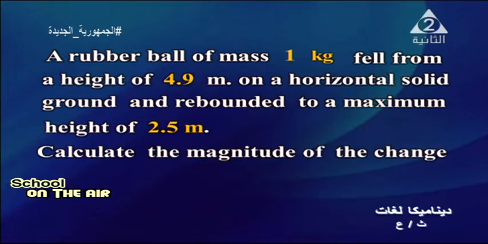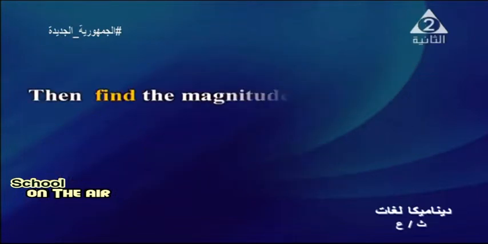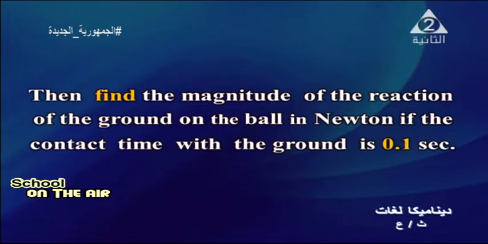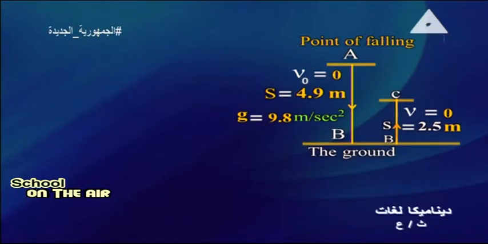Calculate the magnitude of the change of its momentum due to impact. Then find the magnitude of the reaction of the ground on the ball in Newton if the contact time with the ground is 0.1 second. We have a ball that fell from a height of 4.9 meters from the ground.